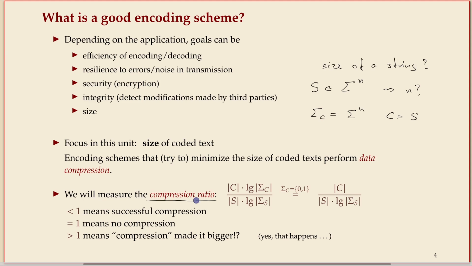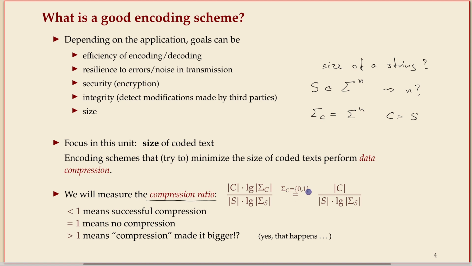For the computation of the compression ratio, we ignore this. That's just a rough number. So we just take the length of the strings times log of the size of this alphabet. And then we take the ratio of those two things, the coded string and the source text.